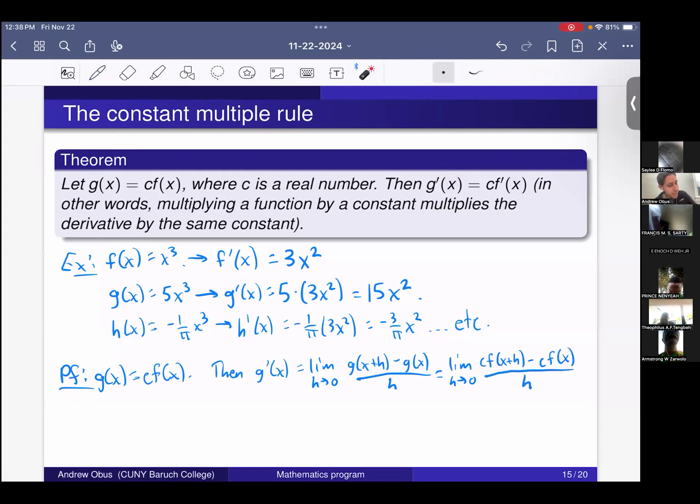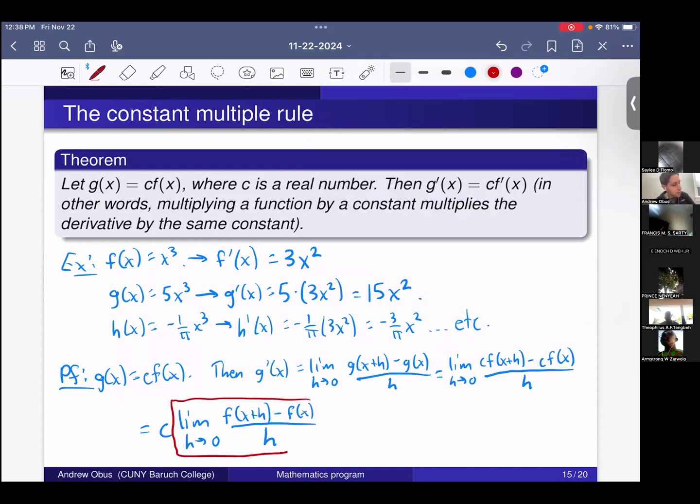And now I've got an extra c here. And c is a constant that divides this numerator. And we know that we can pull constants out of limits, right? The limit of a constant times some function is just that same constant times the limit of the function. So this is equal to c times the limit as h approaches 0 of f of x plus h minus f of x, divided by h. And now, what is this whole thing here? This whole thing, by definition, is exactly f prime of x. So in the end, you get that this is c times f prime of x.